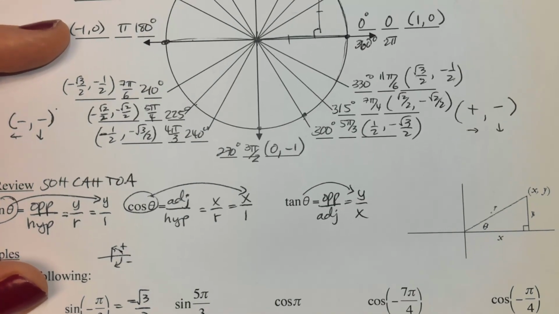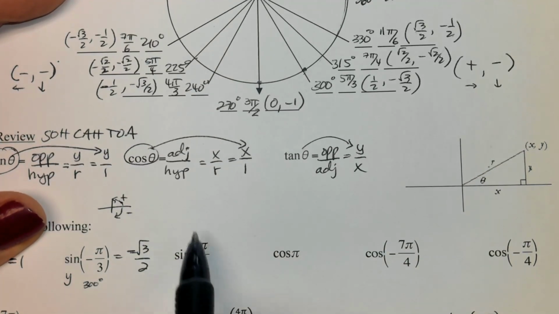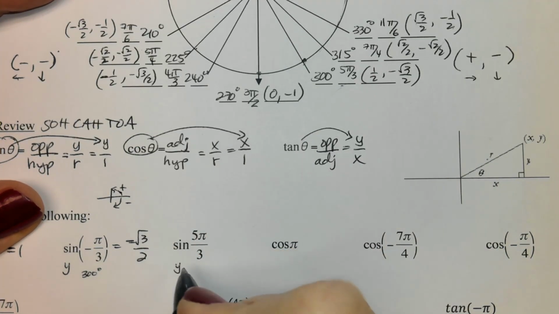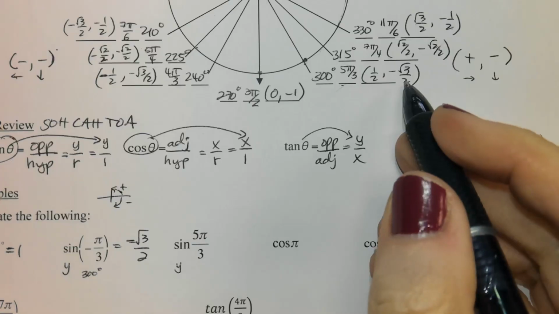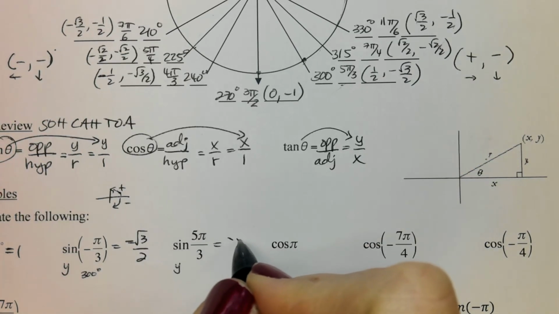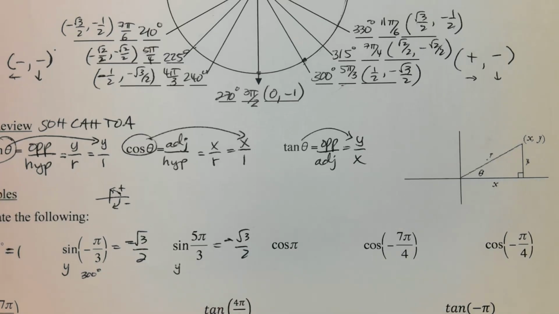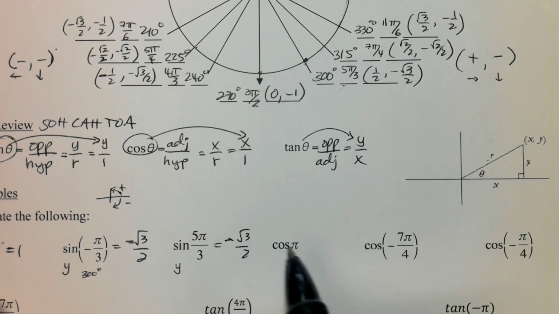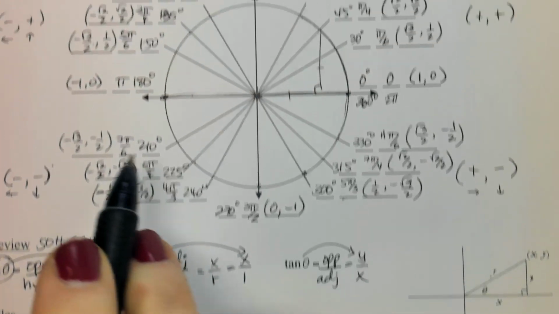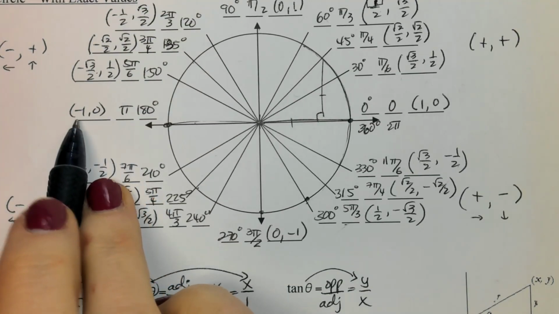Next up is 5 pi over 3, right there. And we're again doing the sine value. So I want the y value at 5 pi over 3, which is negative square root of 3 over 2. Next up, I've got some cosines, and cosine's the x value. And the cosine at pi, so I'm going to go to pi, and the x value was a negative 1.